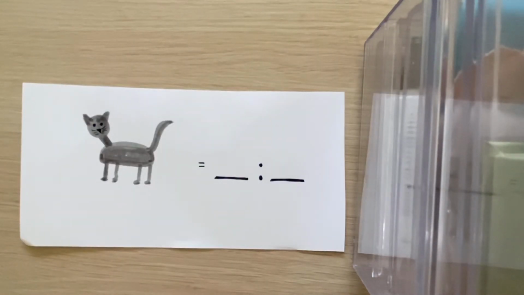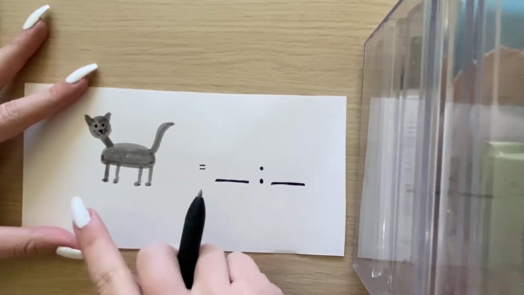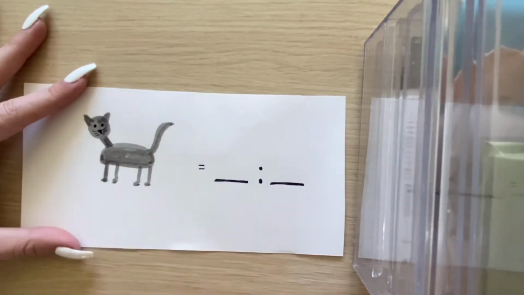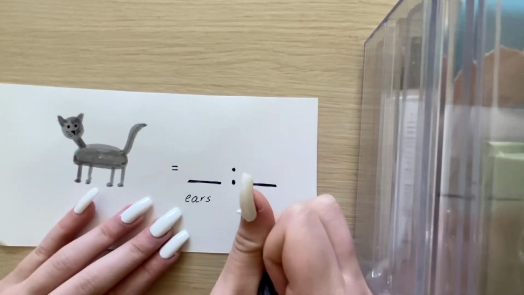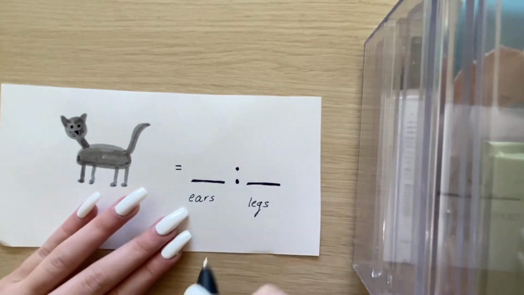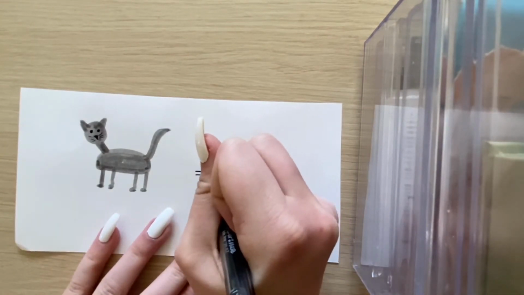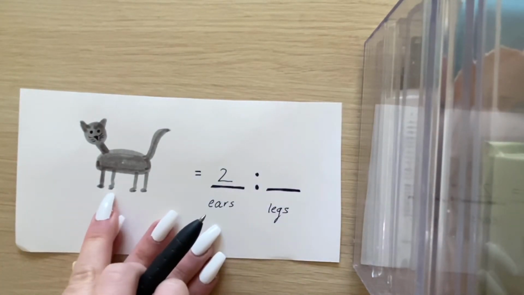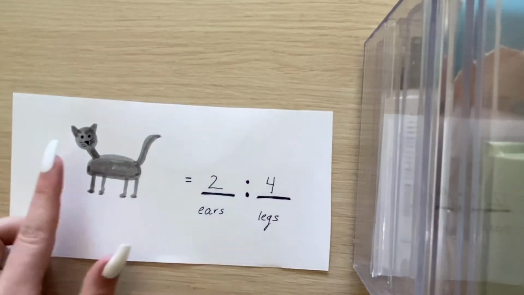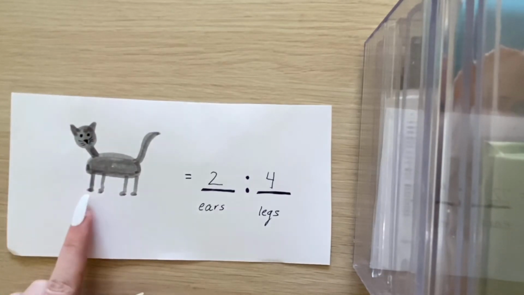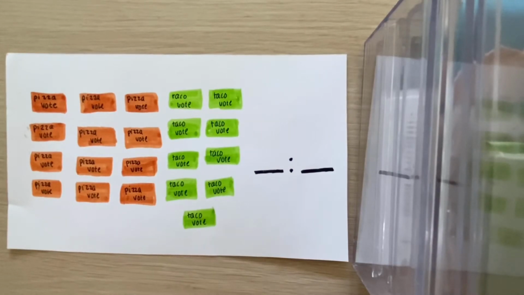Let's try a different style of the same problem. So in this problem, we are going to do the ratio between how many ears the cat has and how many legs the cat has. So to remember, we'll put ears and legs. Then we need to count. There's 1, 2, 2 ears, and 1, 2, 3, 4, 4 legs. For every 2 ears that the cat has, 4 legs. You are doing such an amazing job.